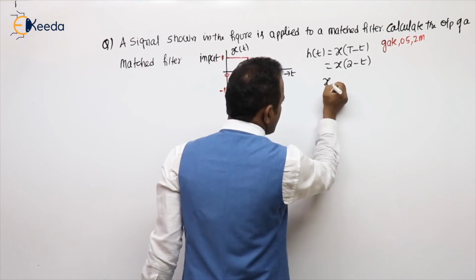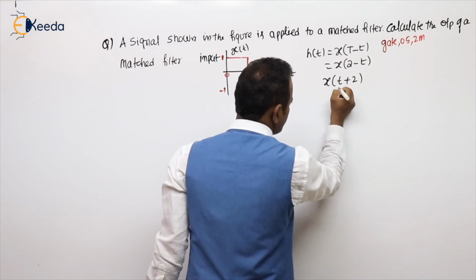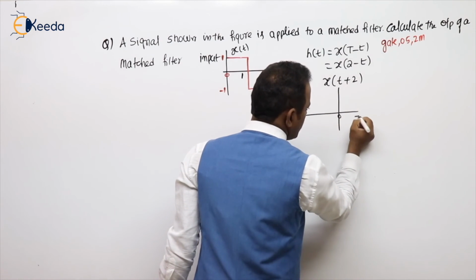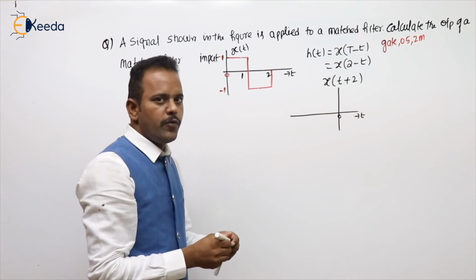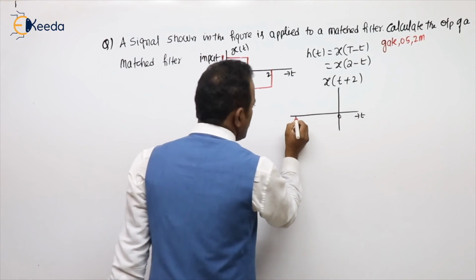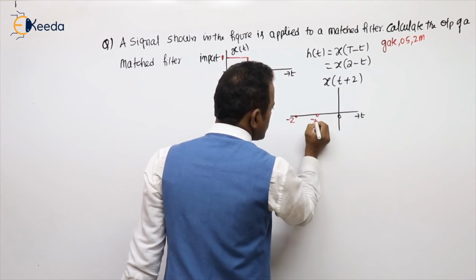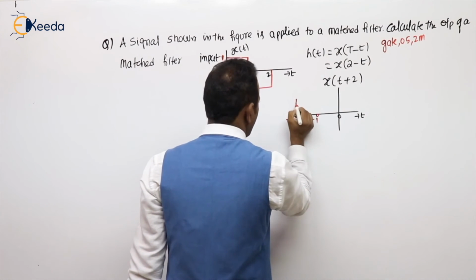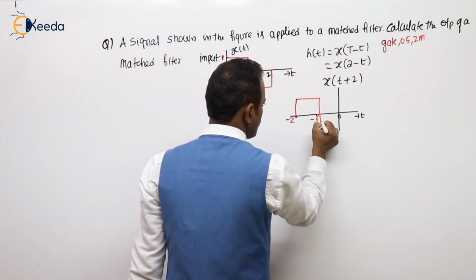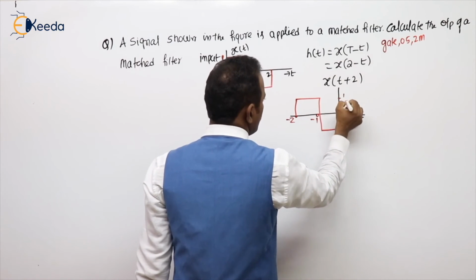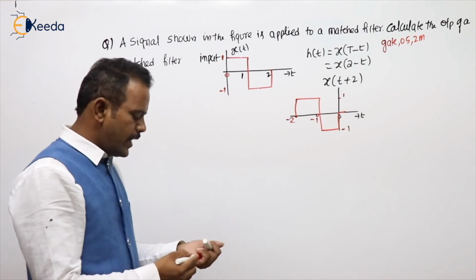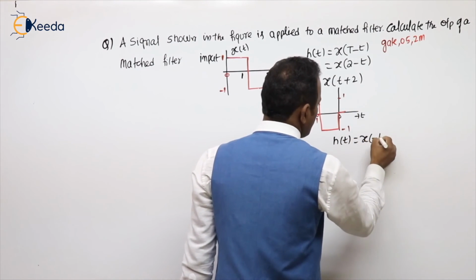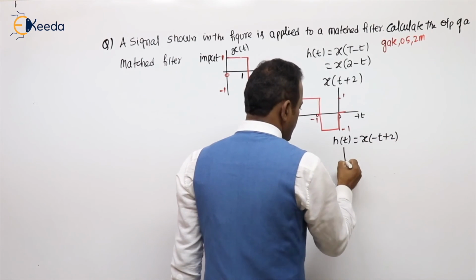So for this one, first calculate x of t plus 2. How to get a plus operation? Subtract 2 from all the t values. So 0 minus 2 is minus 2, 1 minus 2 is minus 1, 2 minus 2 is 0. The same shape, so 0 will be at minus 2. Next calculate h of t. H of t is nothing but x of minus t plus 2. Draw that signal.